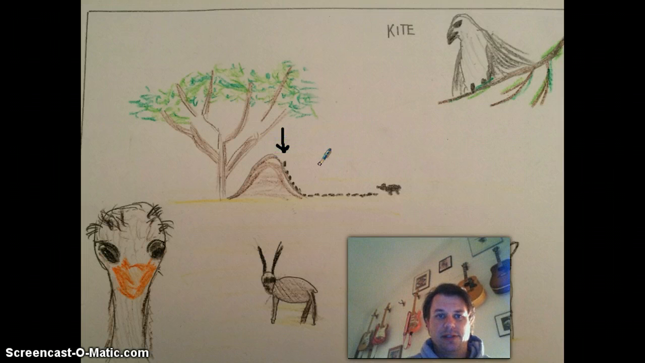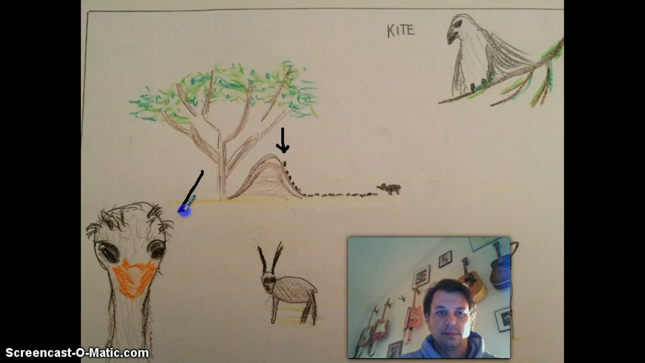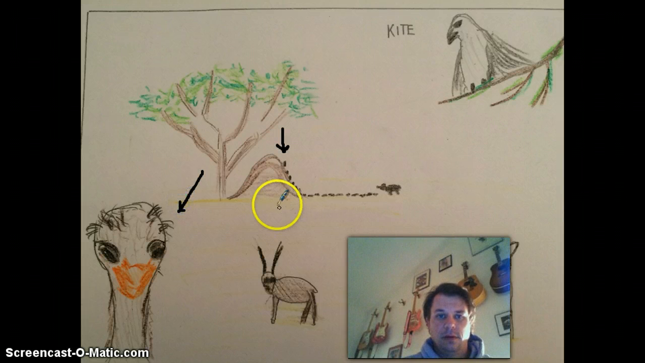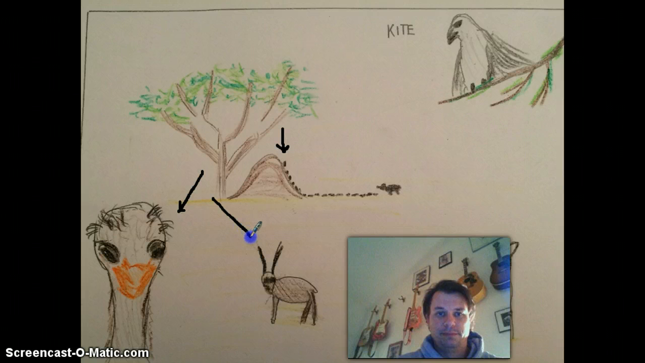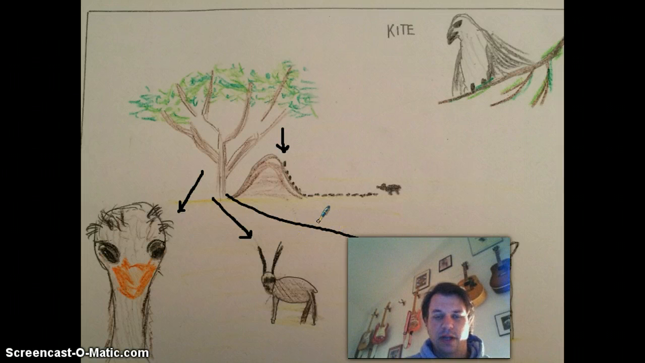What else eats this plant? Well, we have an ostrich. We have our antelope. And we have our zebra. Now, some of these food webs can get very complicated very quickly. And you'll notice the real important thing here is the direction of the arrow. The arrow is pointing from the plant to the ostrich because that is the direction of the energy transfer.